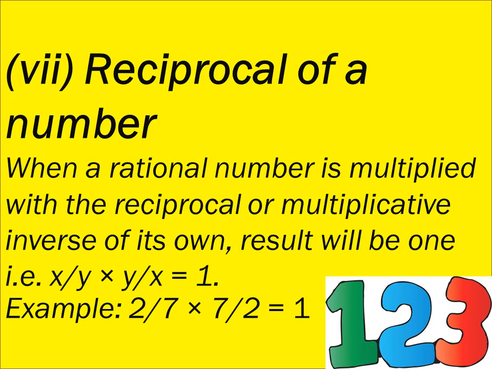We can take some other example like rational number 4 by 5. When it is multiplied with its reciprocal, that is 5 by 4, the result will be 1. Some other rational number like 6 by 7 into 7 by 6 is equal to 1. So whenever we multiply a rational number with its reciprocal, the result will always be 1. And reciprocal and multiplicative inverse are both the same. A reciprocal has the same sign as the number, but numerator and denominator are interchanged.